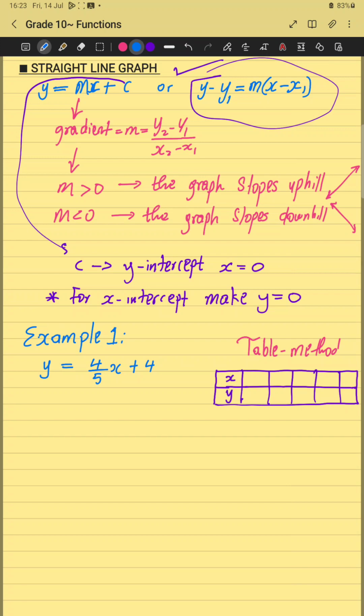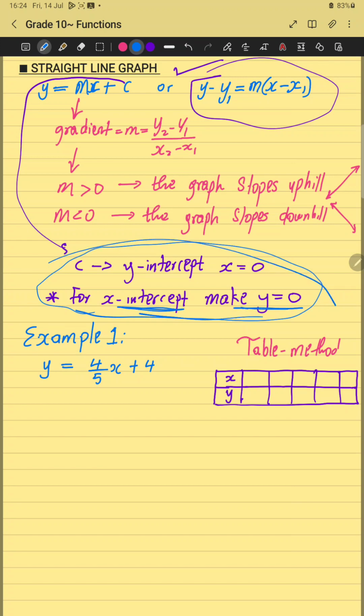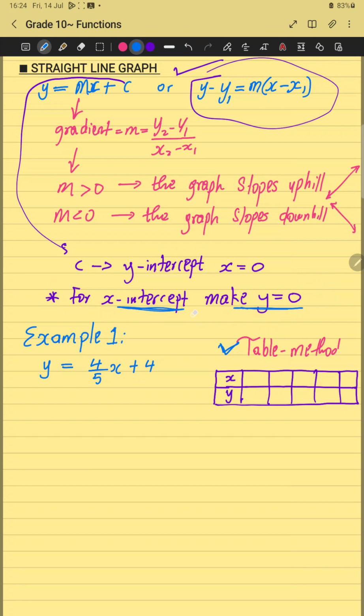But there are two methods. So this one here is called the y-intercept method. This one, if you want to solve for the value of x, that is the x-intercept, we have to make y equal to 0. So all that process. This one here is called the y-intercept method, and this one here is called the table method. So there are two methods here that we can use. We just choose the one that is easiest for you. I'm going to show you both of them, but let me first start by using the table method.